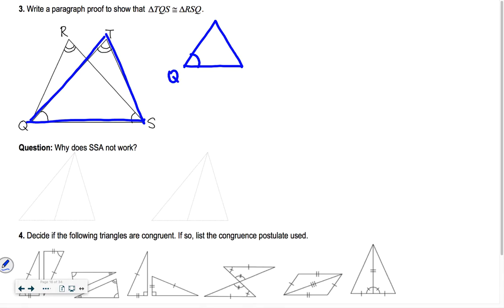So I'm going to do T had two markings, Q had one, and then S was all by itself. There were no markings on S. Do you see that? Okay, draw that off to the side. It will really help you.